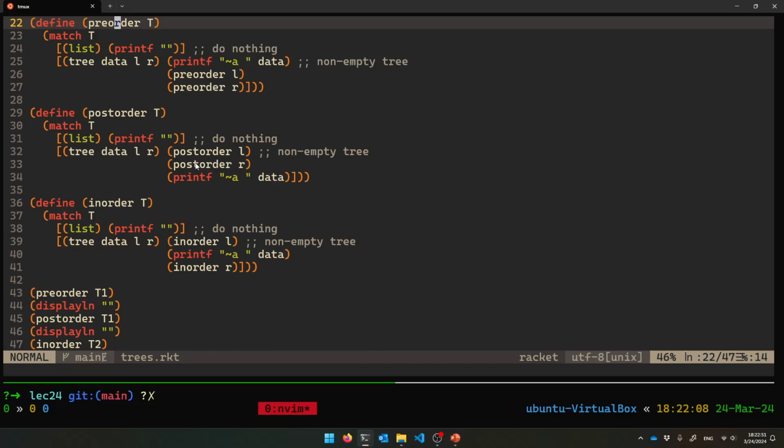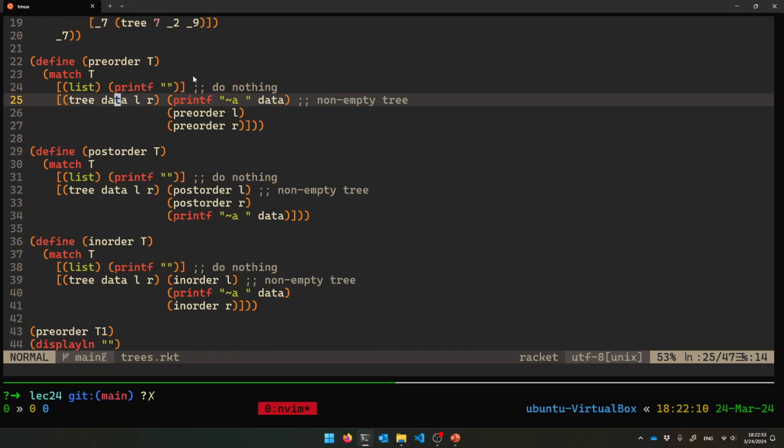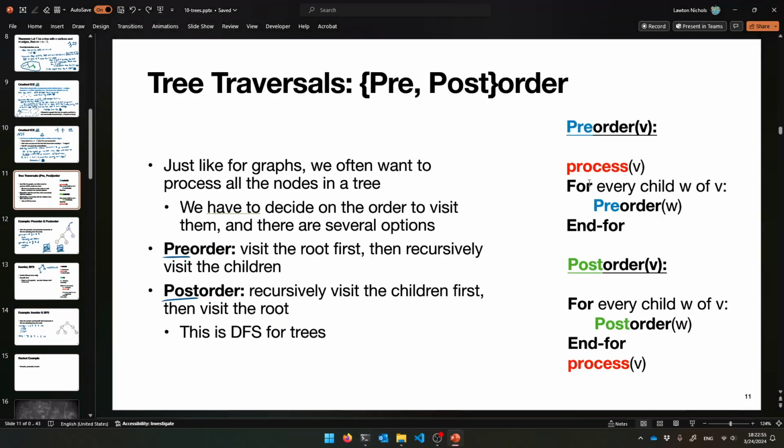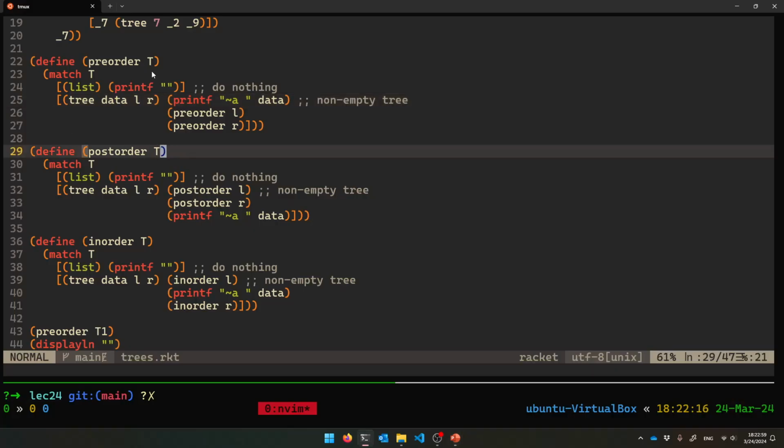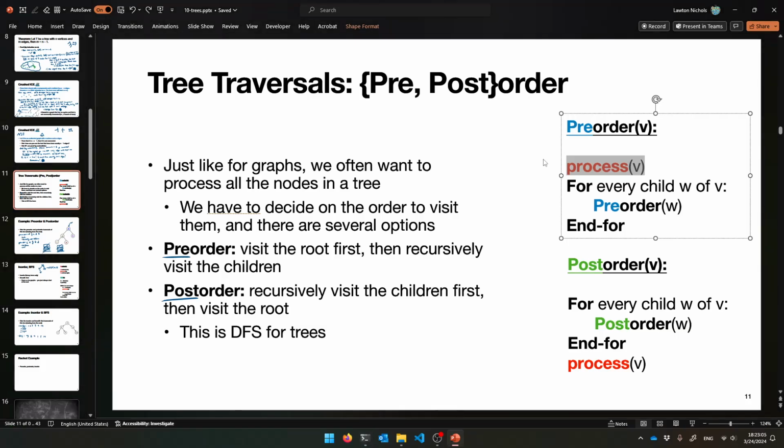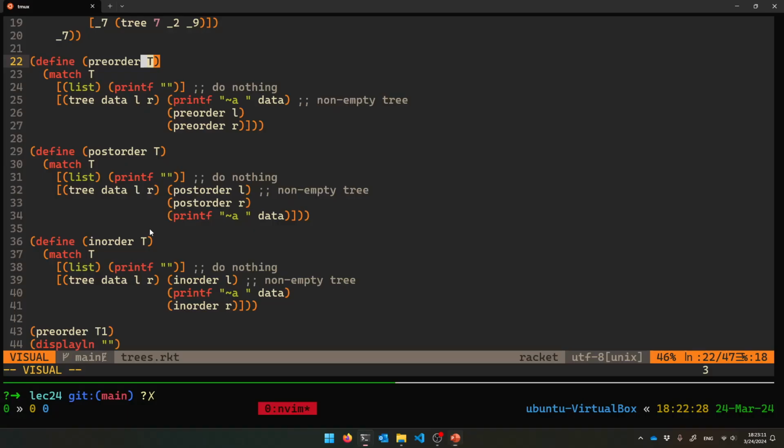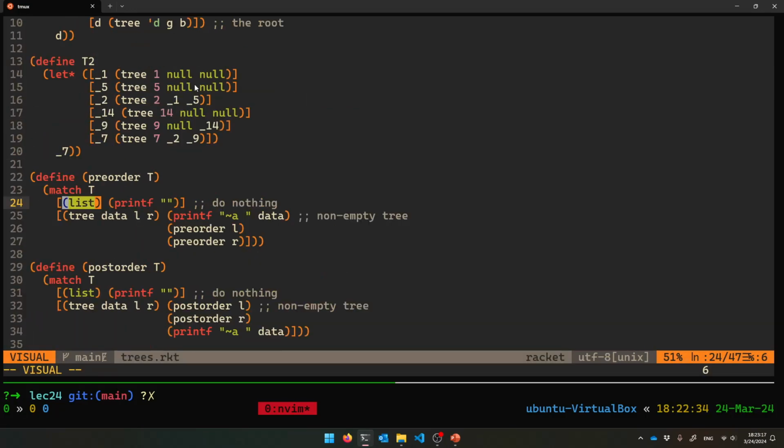And then here are pre-order, post-order, and in-order. So let's go and look at those. Here's pre-order. You're looking at some subtree, so it's rooted at some tree. I'm going to look at the tree and figure out: is this an empty tree or is it some actual tree? Because that's what you have to worry about right now. You don't want to dereference null or anything. So the empty list is actually the empty tree for me right now, because that's what null means in Racket. It means just like the empty list.